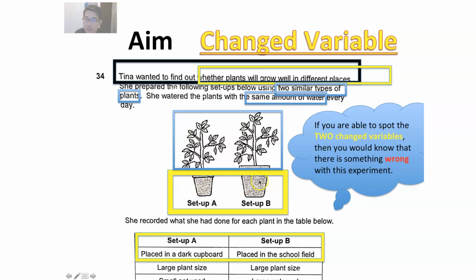Because if having different pots may also mean having different amounts of soil. If there's a different amount of soil, therefore you can also say, oh, the plant growth is affected not just by the location, but also by the amount of soil. And then you cannot come to a good conclusion to this aim.